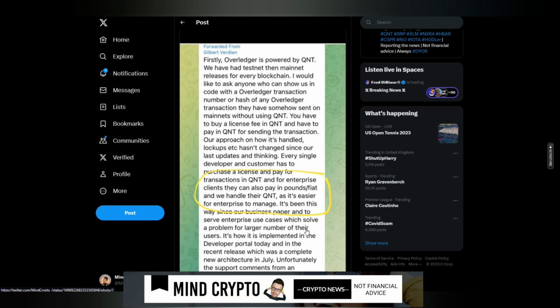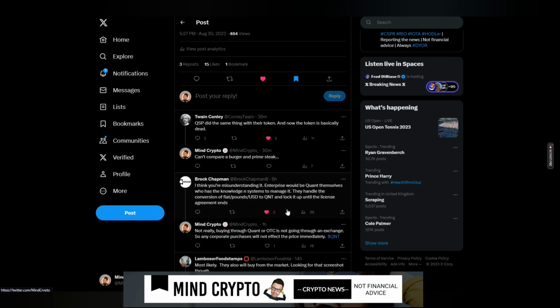Our approach on how it's handled, lockups, etc., hasn't changed since our last update. Every single developer and customer has to purchase a license and pay for transactions in Quant. And for enterprise clients, they can also pay in pounds, fiat, and we handle their Quant. And it's easier for enterprise to manage. So someone said, I think you're misunderstanding it. Enterprise would be Quant themselves, who has the knowledge and systems to manage it. They handle the conversion of fiat pounds USD to Quant and lock it up until the license agreement ends.